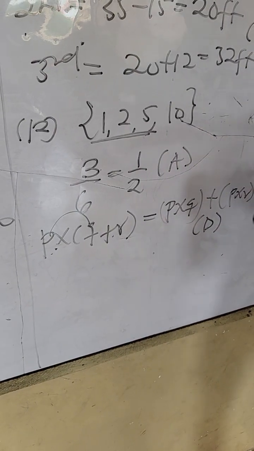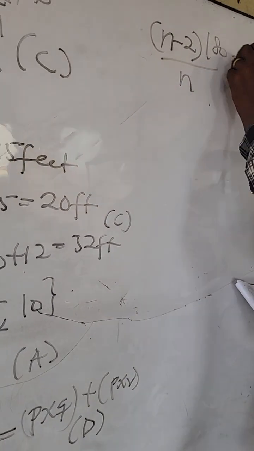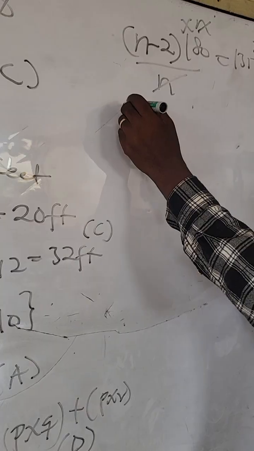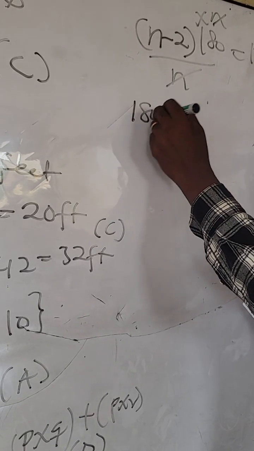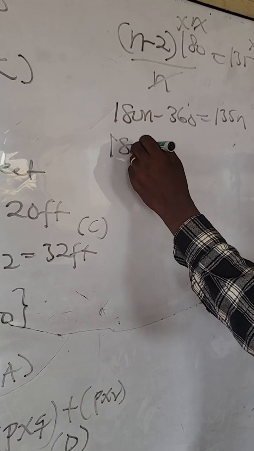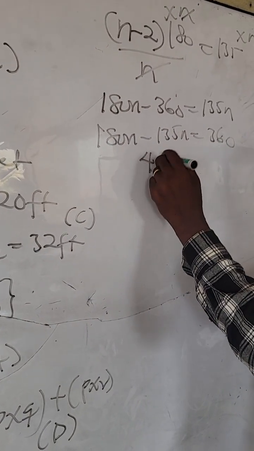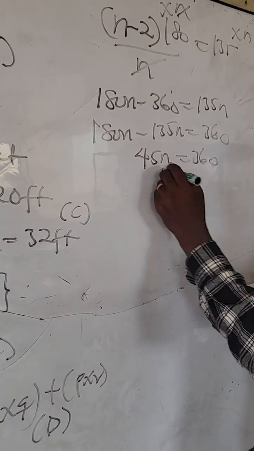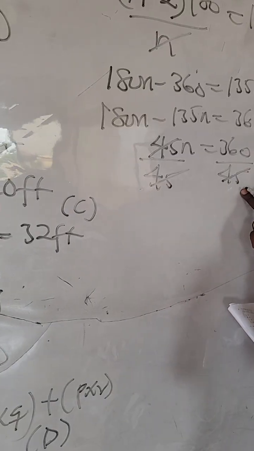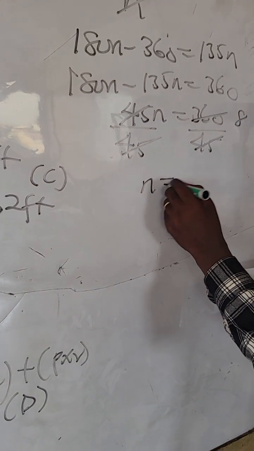How many sides? So how do you find the interior angle? N minus 2 times 180 over n, and the answer is 135. So times n, expanding: 180n minus 360 is 135n. So 180n minus 135n is 360. So I have 45n is 360. Divide by 45, divide by 45. 45, 2 of it is 90. 4 of 90 is 360, so that's 8. N is 8.